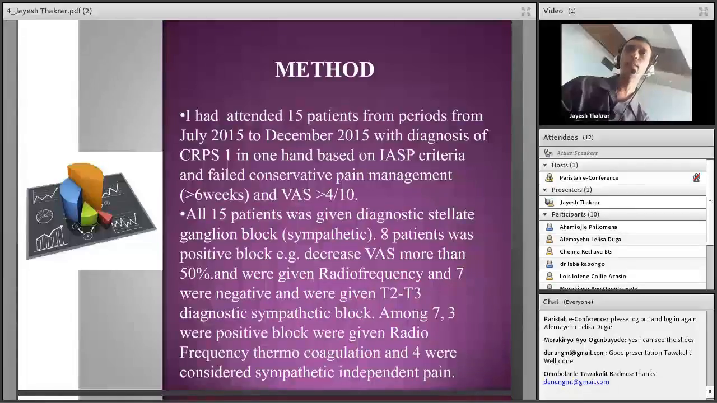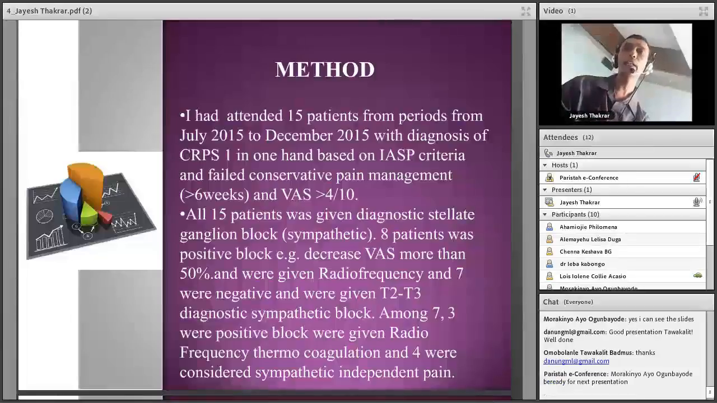Out of 15, 7 patients did not get much pain relief after the stellate ganglion block. So we gave these patients a second diagnostic block, the T2 T3 diagnostic block. Out of 7 patients, 3 had a positive diagnostic block, and we planned radiofrequency for long-term pain relief. And 4 did not respond to any pain relief after the stellate ganglion block and the T2 T3 block. So we considered these patients as having sympathetic independent pain.